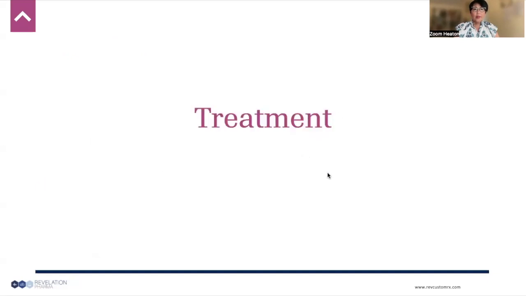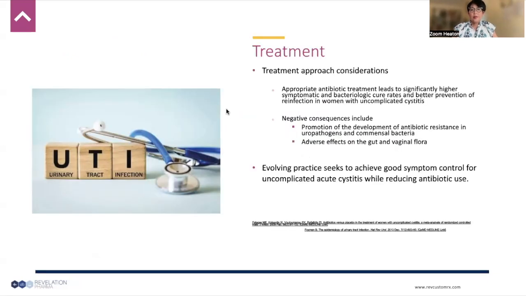Now let's go into treatment. Treatment approach considerations. Of course, appropriate antibiotic treatment leads to significantly higher symptomatic and bacteriologic cure rates and better prevention of reinfection in women with uncomplicated cystitis. Of course, the negative consequences include the promotion of the development of antibiotic resistance in uropathogens and commensal bacteria, and adverse effects on the gut and vaginal flora. Evolving practice seeks to achieve good symptom control for uncomplicated acute cystitis while reducing antibiotic use.